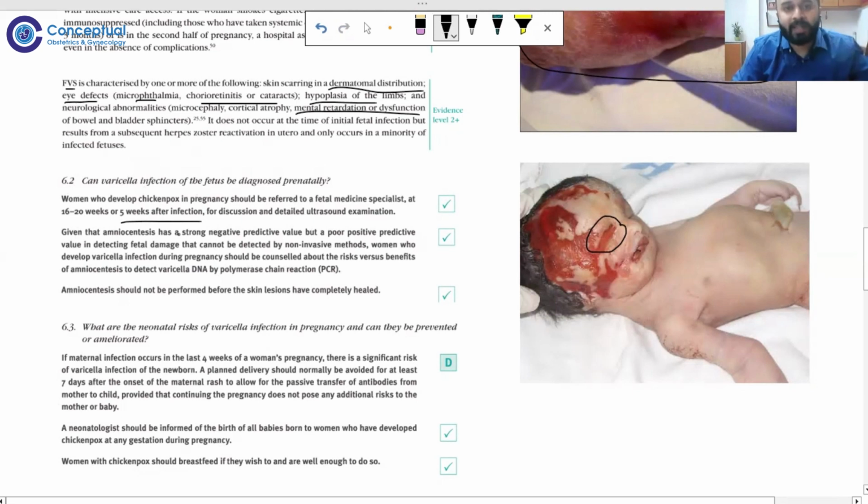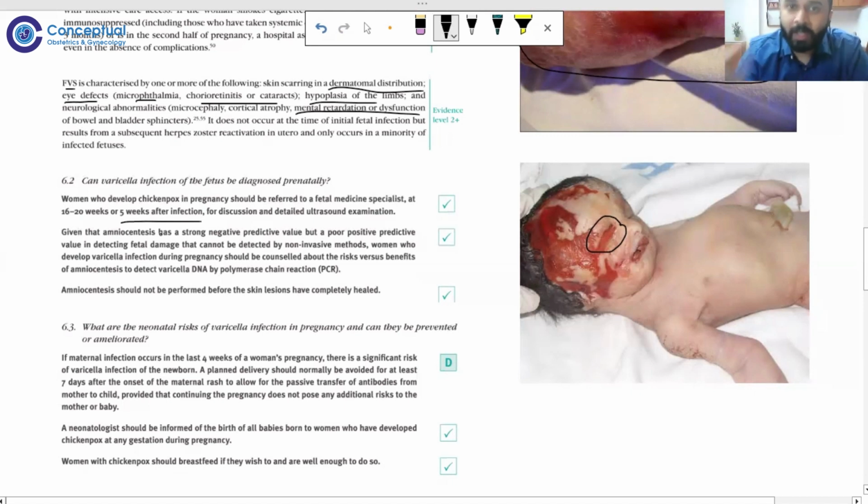I'll be doing amniocentesis irrespective of the gestation, just to do PCR, that is polymerase chain reaction test, to check for the DNA of varicella inside the amniotic fluid. This is if the mother had developed varicella or chickenpox in the first or second trimester. After that, the rates of false negatives are very high. Hence, even this is preferably not done.